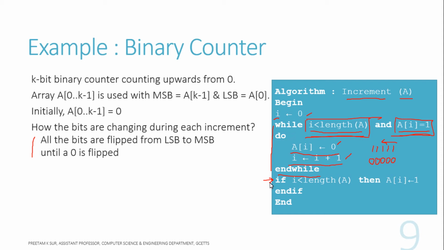Okay, so if i is not less than the length of a, this condition will become false. Now if that condition becomes false, which is explained in this example, right? When all the ones have been converted to 0 in this while loop, we do not have any bits to convert to 1. In this example, all the bits were 1, and we have converted all of them to 0.